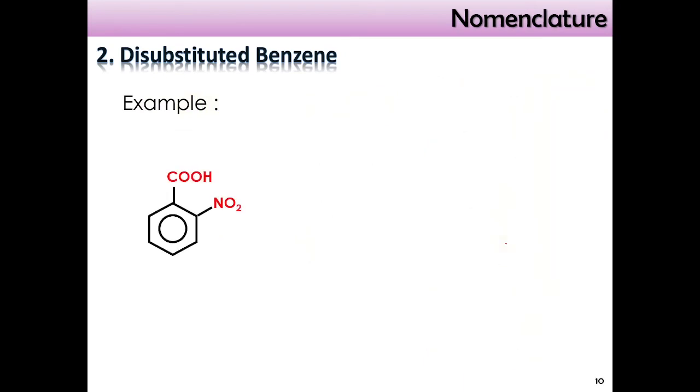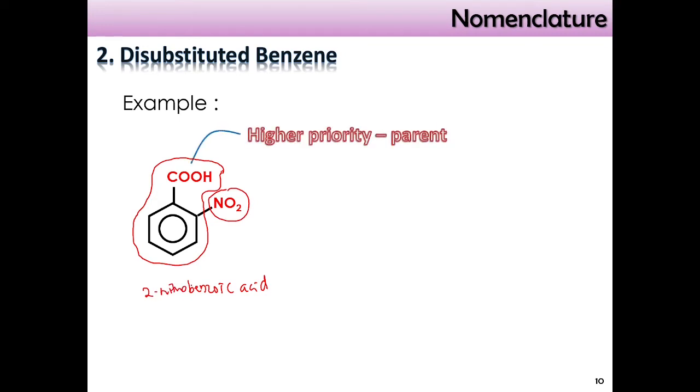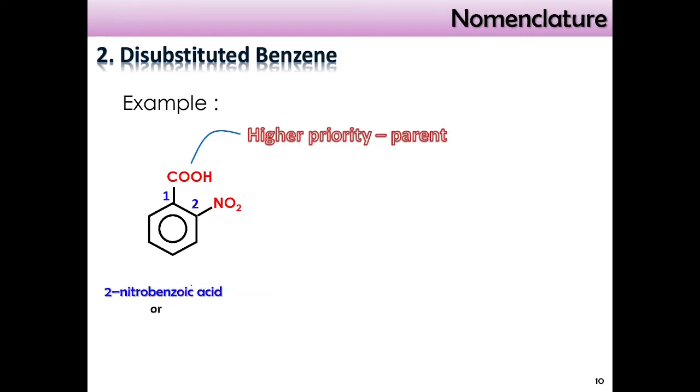Almost the same for this one. The parent chain is this one. I hope you still remember that when there is carboxylic acid, it will be benzoic acid. And this nitro is attached at carbon number 2, so 2-nitrobenzoic acid. COOH is higher priority. So 2-nitrobenzoic acid, or you can use ortho, meta, para: ortho-nitrobenzoic acid.